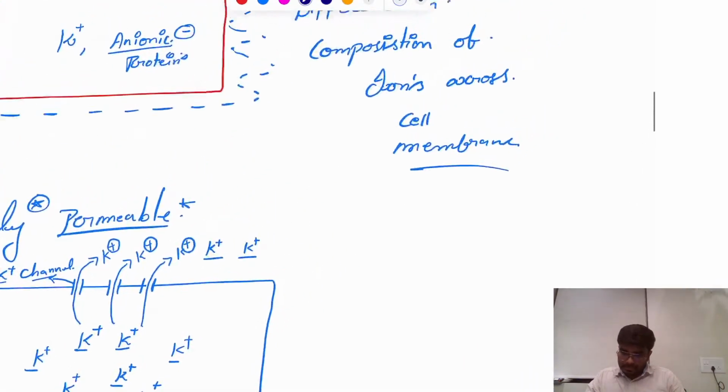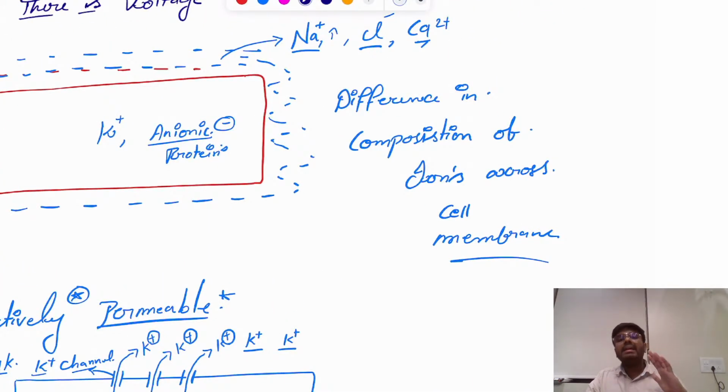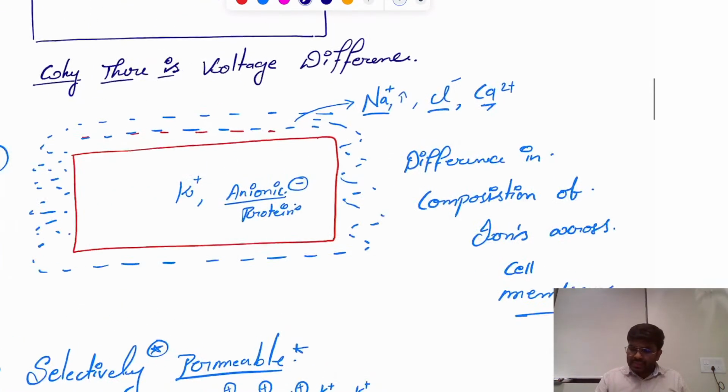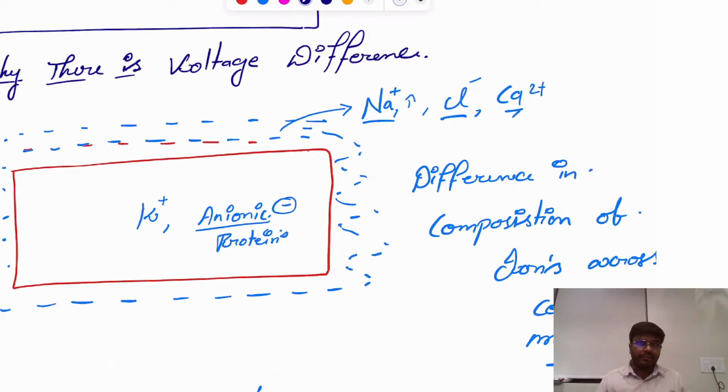Next, the cells are made in such a way that there is a difference in the ion composition. Now, why is there a difference in this ion composition? I have to explain why the ionic composition is different in the extracellular component and in the intracellular component. Why is it different?